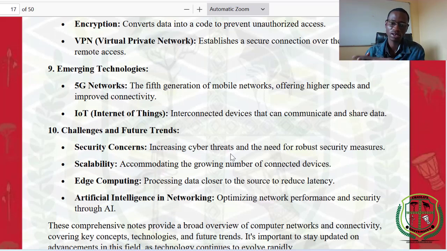Then there's what we call scalability, which is growth. Are we going to be able to accommodate the growing number of connected devices? Because every day people are buying devices, and every day thousands and thousands of devices are being manufactured. Are we going to accommodate the increase in devices?